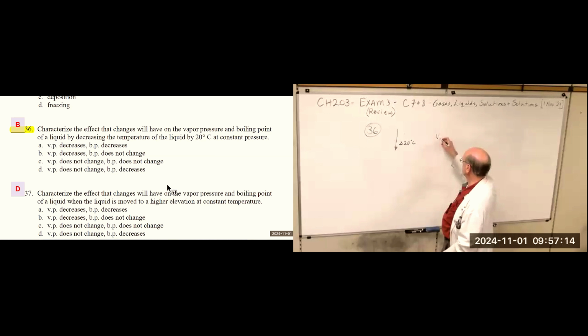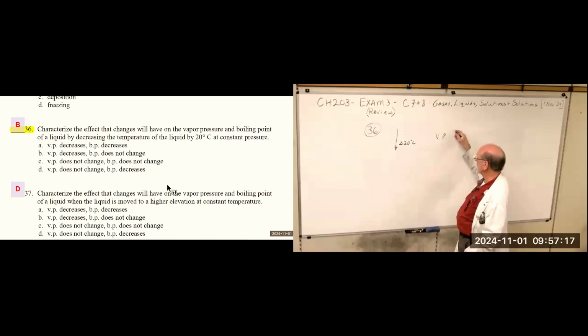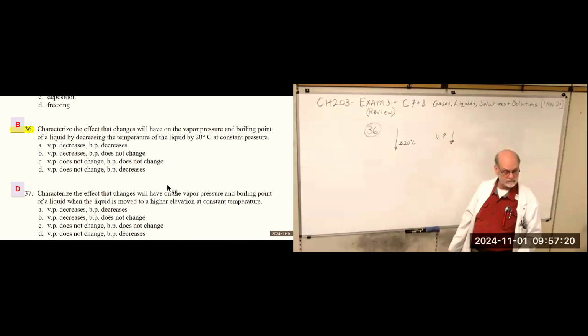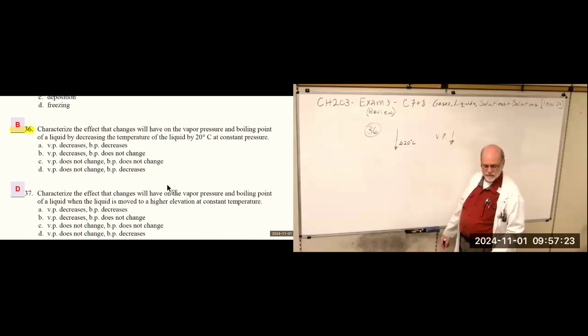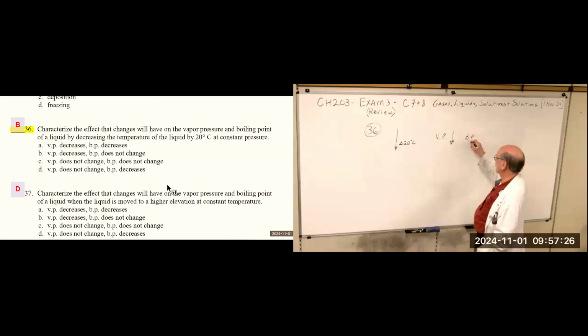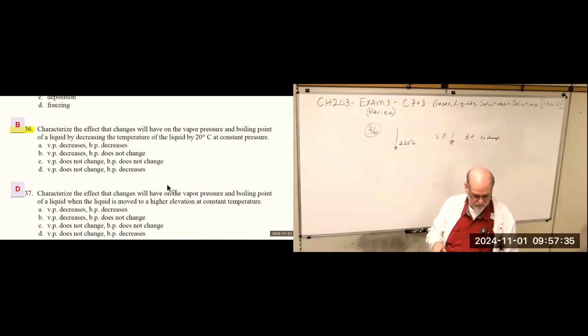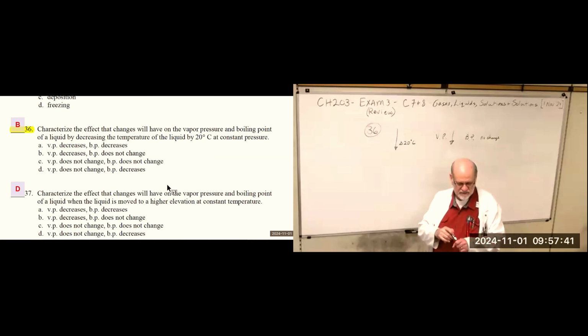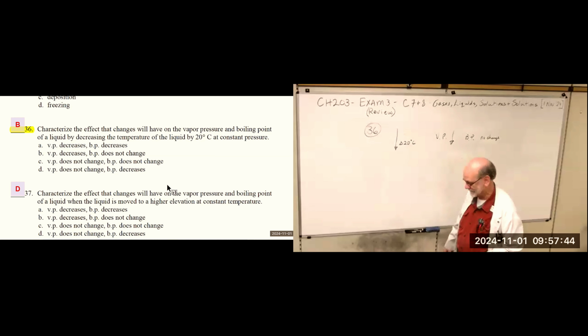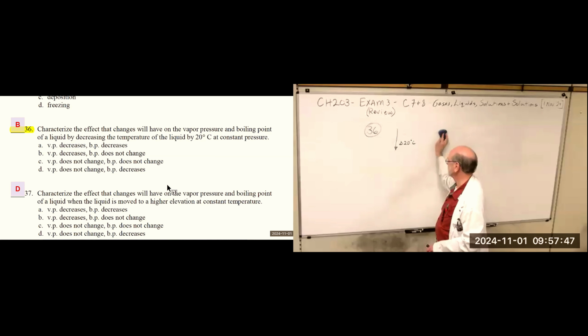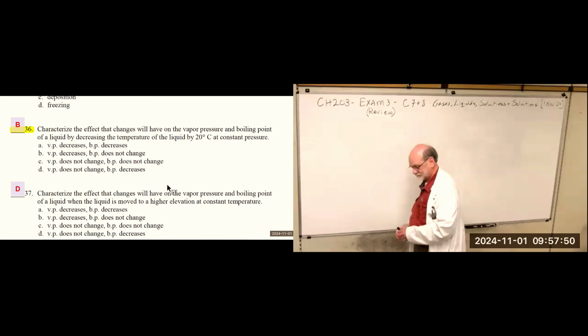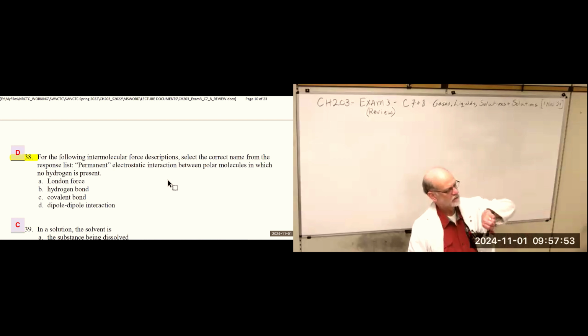Okay. Vapor pressure. We decrease the temperature, the vapor pressure is going to go down. Right? How about the boiling point? Boiling point. No change. So decrease vapor pressure, no change boiling point. Let's see, A, B, B. B fits. Okay. Time. Okay, we've used up an hour. 38.